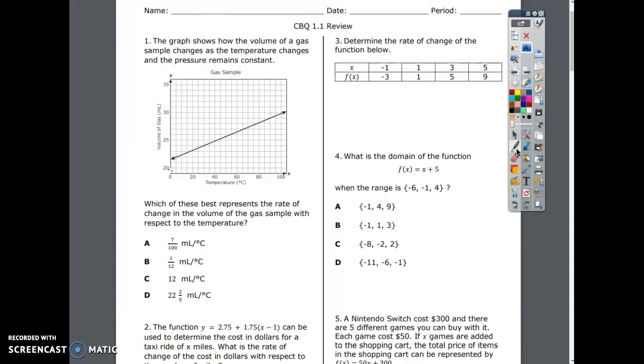This is going to be for 3 different TEKs. We're going to be doing domain and range, slope, and key features of linear functions. So this is all the stuff that we've been doing since school started. Problem number 1 is asking for what? Rate of change. It's good to read the question and not the whole problem. So it's just asking for the rate of change, which is the slope.